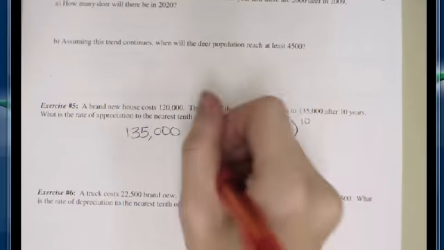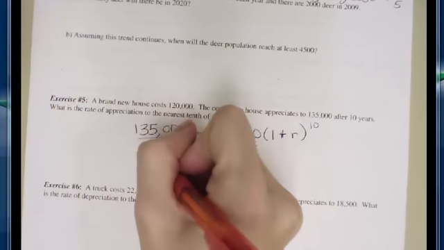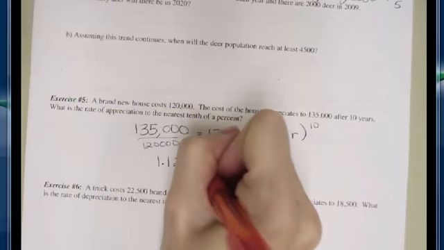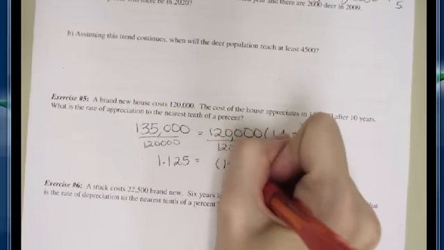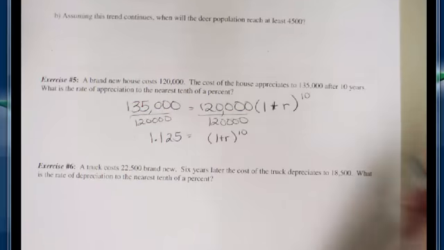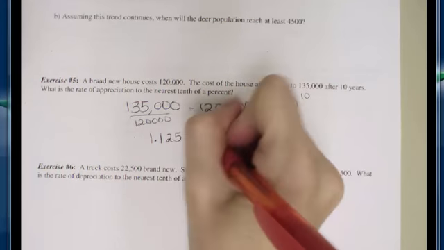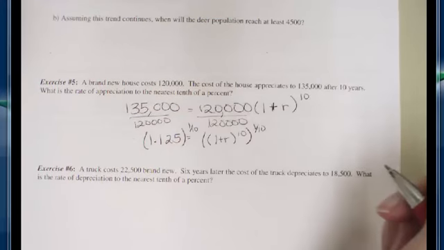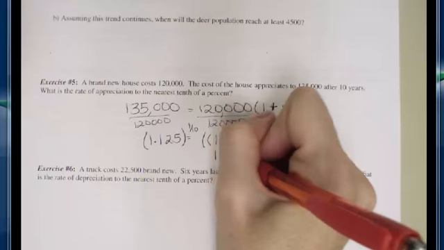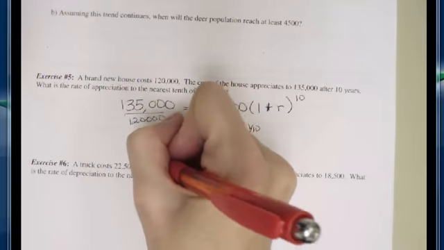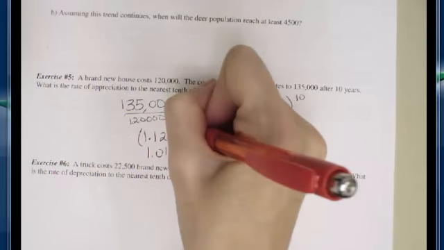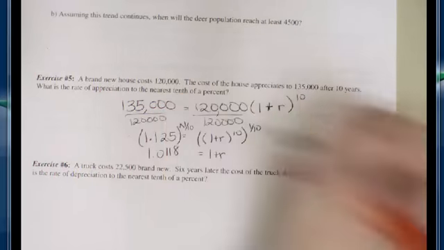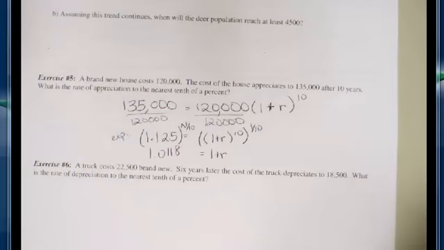Still divide over to get the exponential by itself. And I'll have 1.125 when I divide those. 1 plus r to the 10th. So to get rid of the 10th power, I'm going to take the 10th root or raise it to the 1/10. When I do that, this side will become 1 plus r. This side becomes 1.0118. Make sure you are using the caret. Make sure you are using exponents, not multiplying.